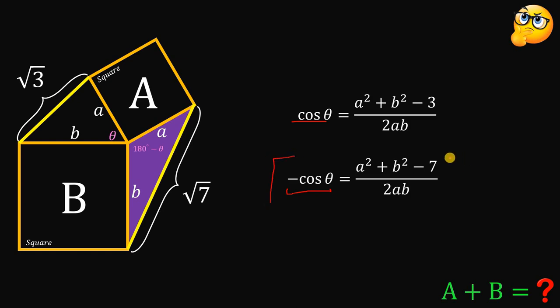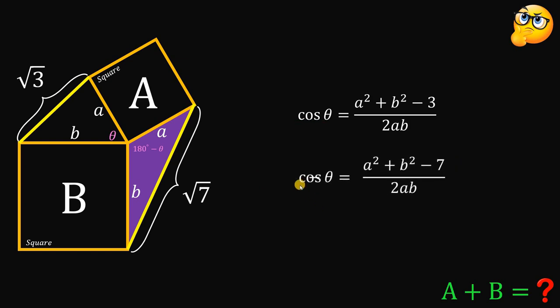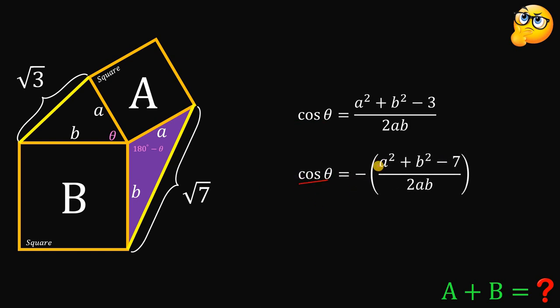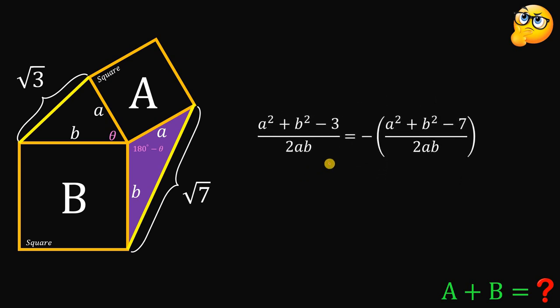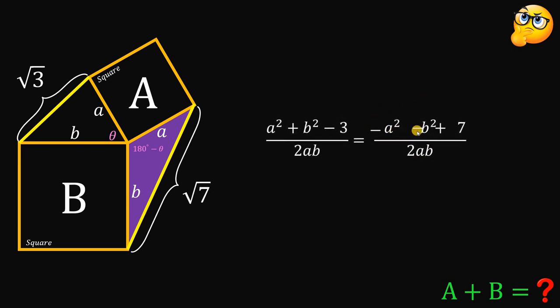And then, notice that we have here cosine theta and we have negative cosine theta. So for the second equation, why not multiply both sides by negative 1? And if we do that, we get cosine of theta must be equal to negative of the quantity a squared plus b squared minus 7, all over 2ab. And they are both equal to cosine theta. So we can equate them, of course. Now, let's distribute this negative sign to the numerator. And if we do that, we get something like negative a squared minus b squared plus 7, all over 2ab.